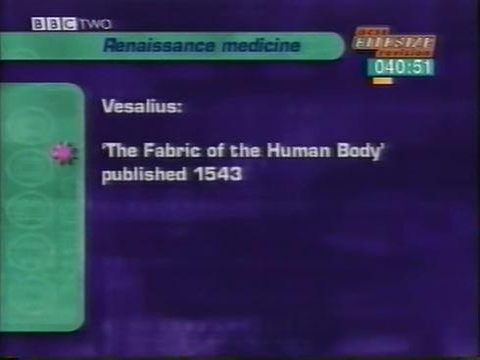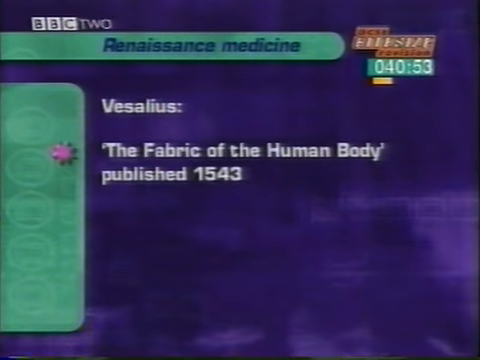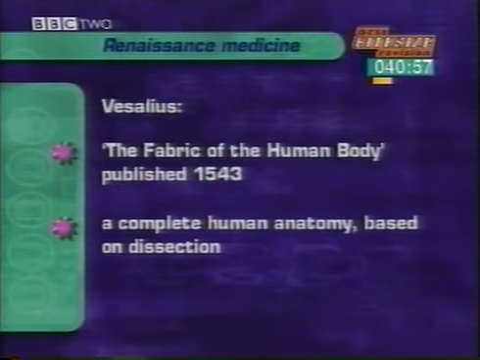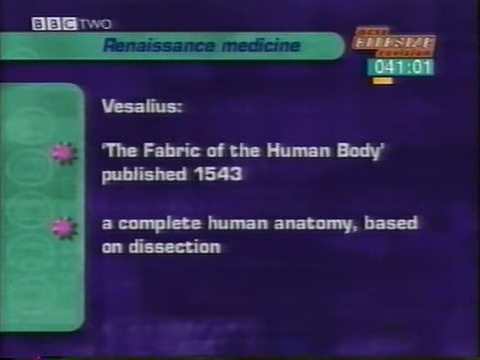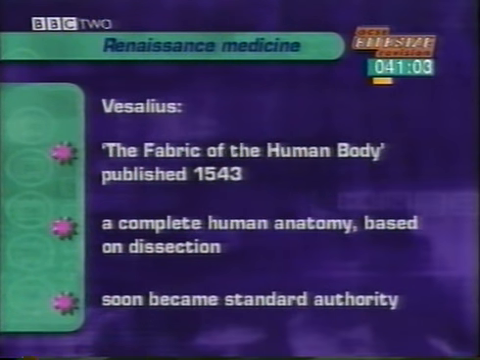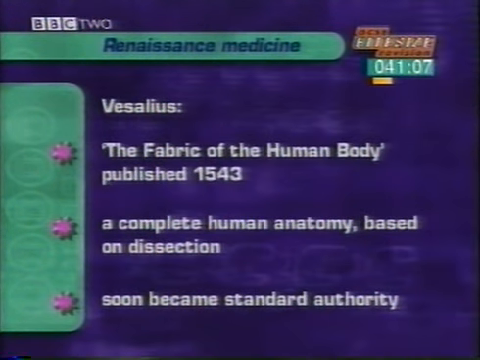Vesalius's great book, The Fabric of the Human Body, was published in 1543. It was a complete human anatomy based on dissection dealing with the entire body. As a printed book, it became a standard authority and was soon available in every medical school in Europe.